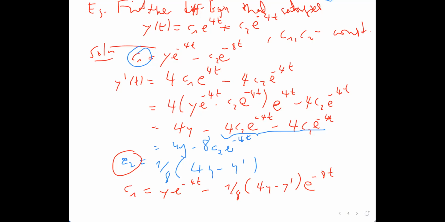Sorry, here I missed a step. So this is e^(-4t), and then this is e^(-4t). I hope it's correct. Let me check. So this is that. This is that.